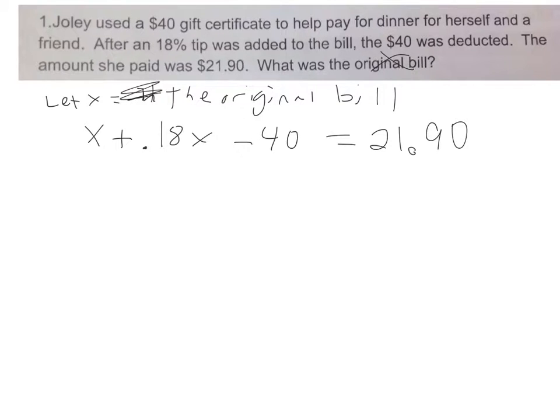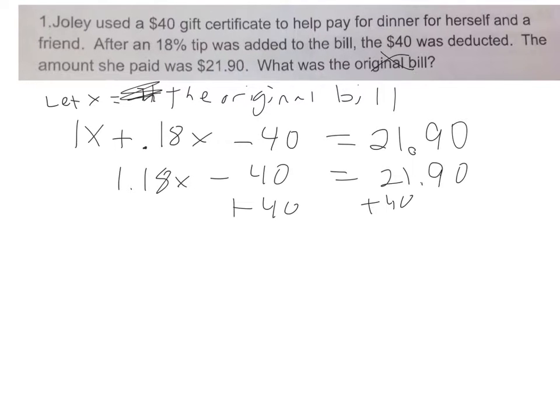So on this one, first you combine your like terms. This is 1x plus 0.18x. So that's going to be 1.18x minus 40 equals $21.90. From there, you guys will go ahead, you'll add 40 to both sides. After that, you get 1.18x equals $61.90.